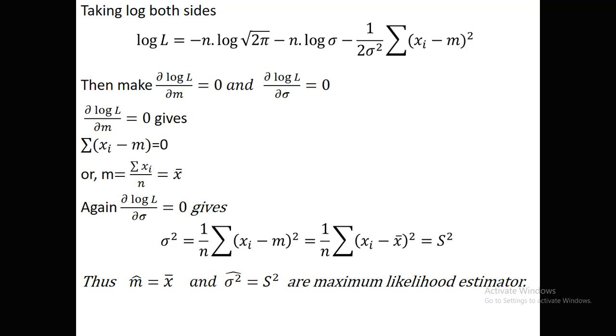So just see the calculation. This calculation is not very complicated. You should calculate yourself that small m equal to x bar and sigma square equal to s square. They are the maximum likelihood estimators.